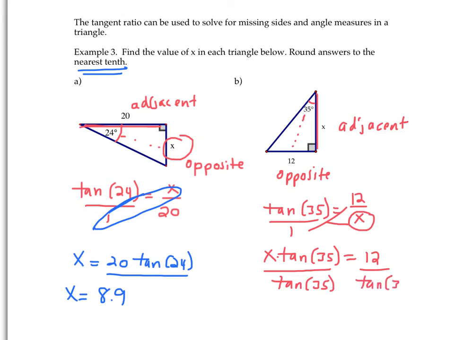Now, we're still going to go to the calculator, but what you're going to type into your calculator this time is 12 divided by tangent of 35 degrees. Okay, so type it in: 12 divided by tangent 35, hit enter, and round your answer to the nearest tenth, and you'll have 17.1.